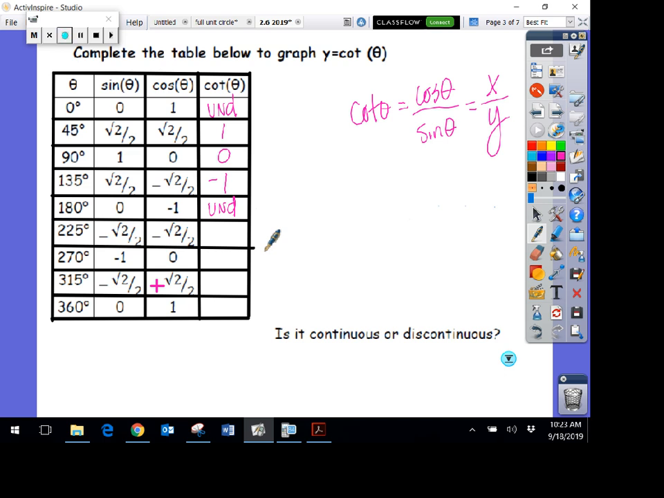Negative over negative is positive. 0 over negative 1, 0. Positive, again, the correction, over negative, negative. 1 over 0 is undefined.